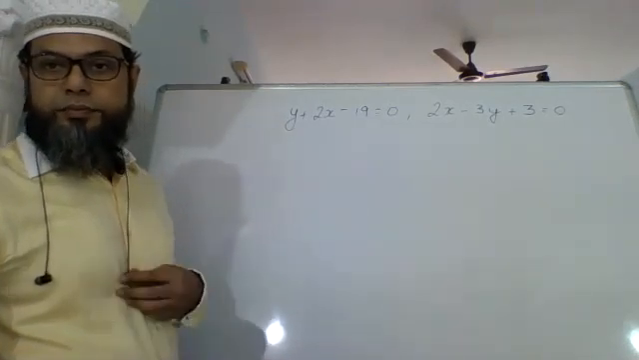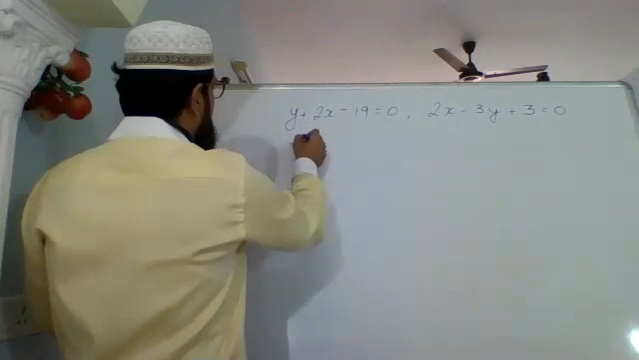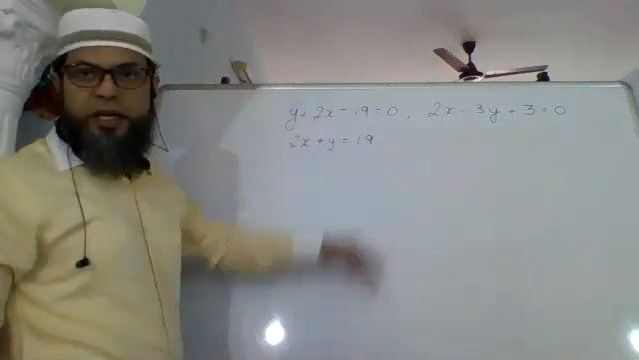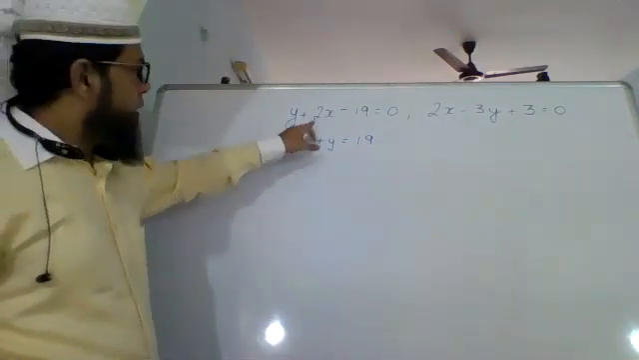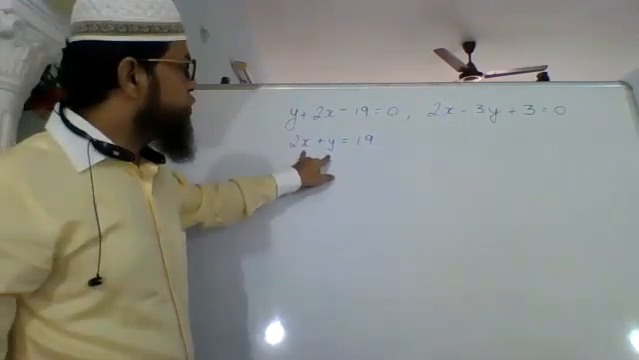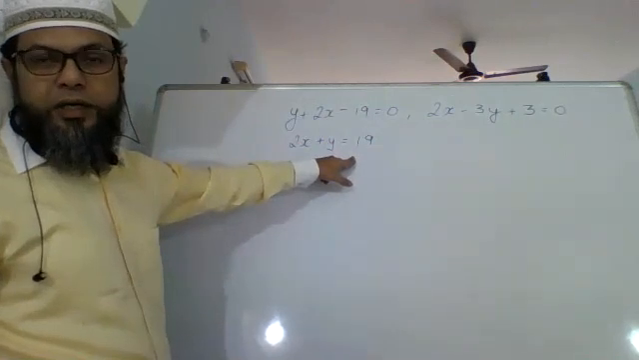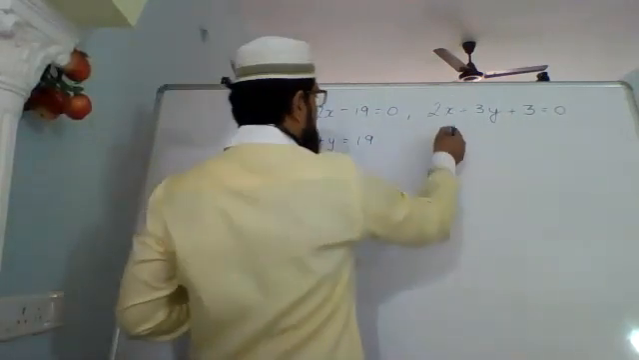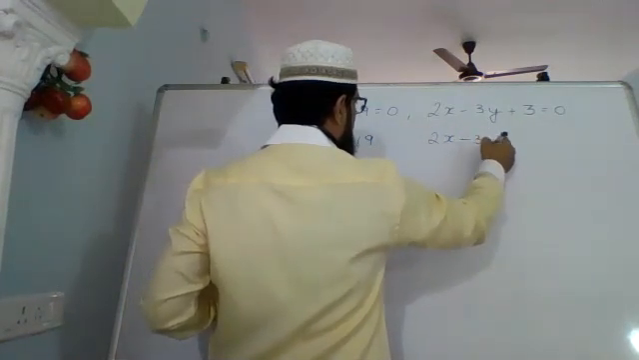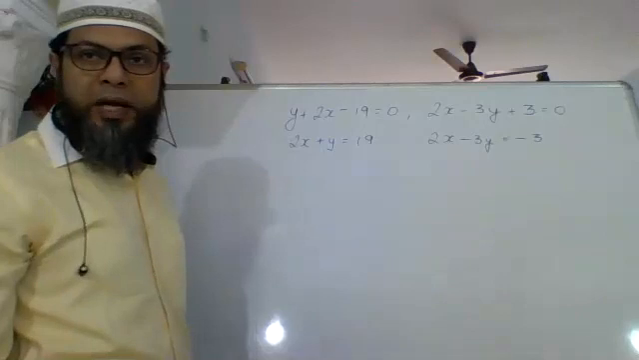So this equation will now become 2x plus y equals 19. I'm shifting 19 this side, writing 2x first, y after. Since they are on the same side and I've just changed the position, I don't have to change the sign. But if I change the position from the left hand to the right hand of the equal to sign, then the sign changes, which is what has happened here: 19 has become plus 19. Similarly here, 2x minus 3y will remain as it is, and plus 3 will go this side and become minus 3.